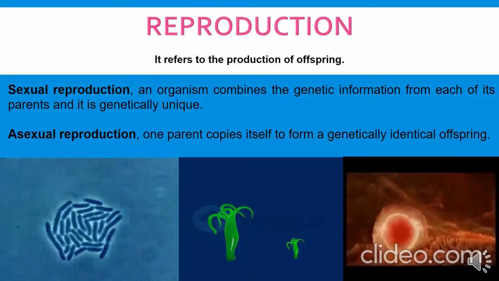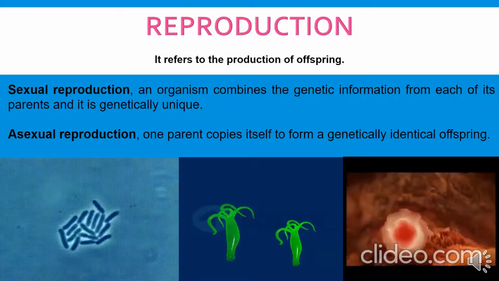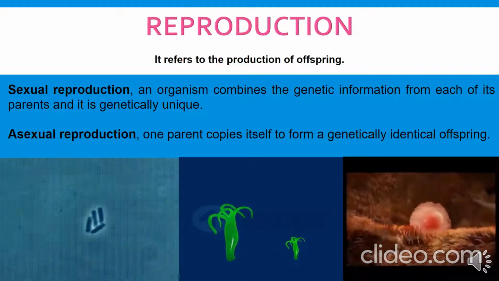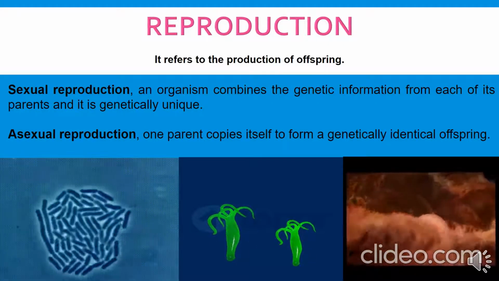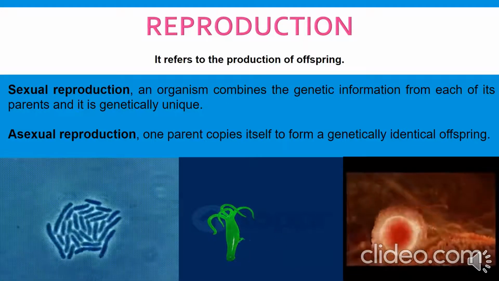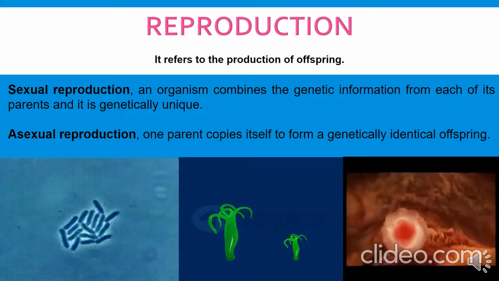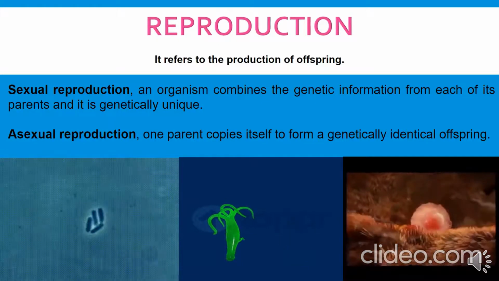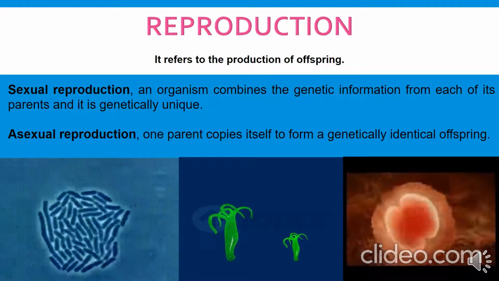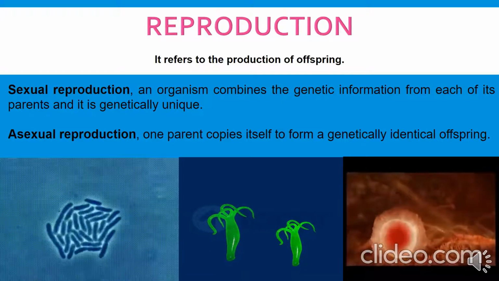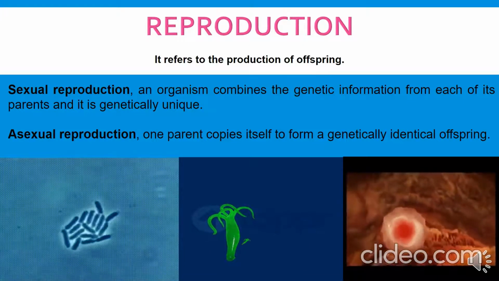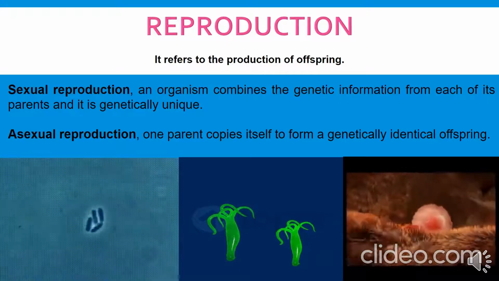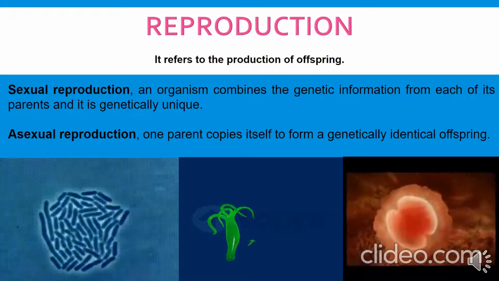Now let us define what is reproduction. According to National Geographic, reproduction refers to the production of offspring. We have two types of reproduction. One is sexual reproduction, wherein the organism combines the genetic information from each of its parents and it is genetically unique. On the other hand, asexual reproduction, where one parent copies itself to form a genetically identical offspring.